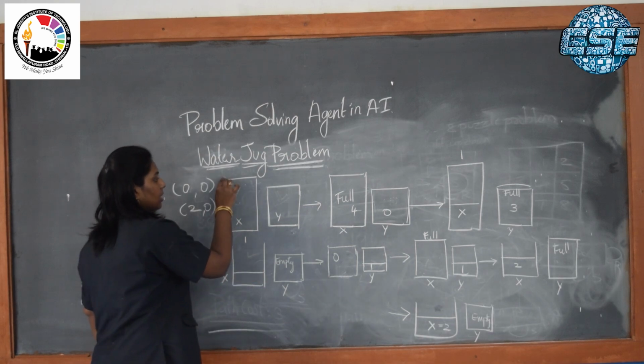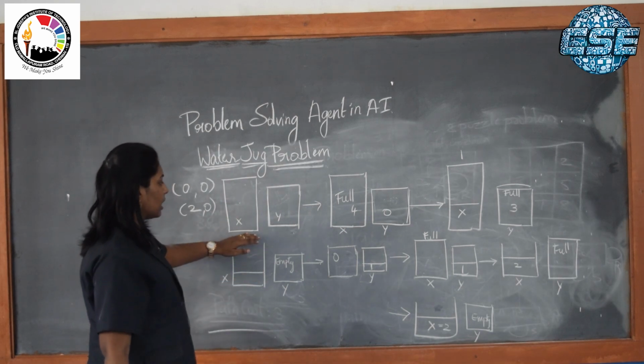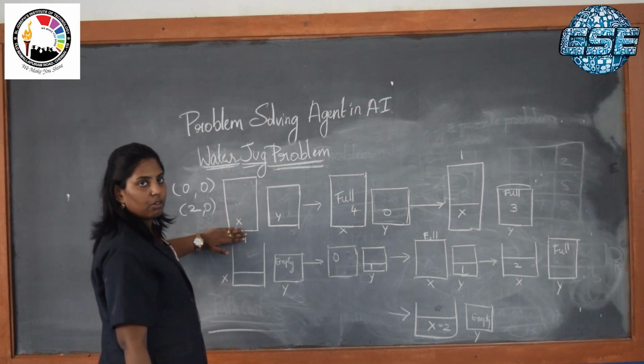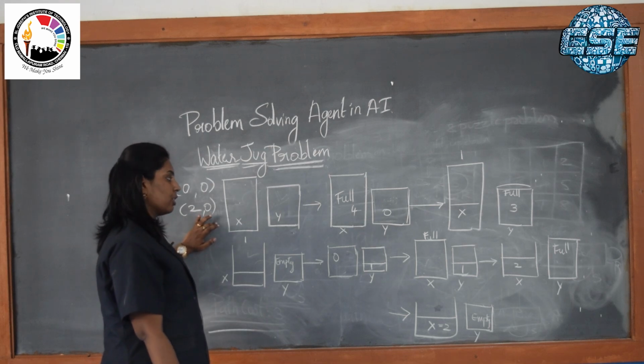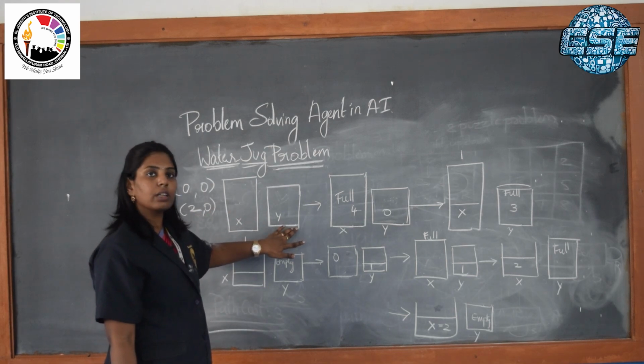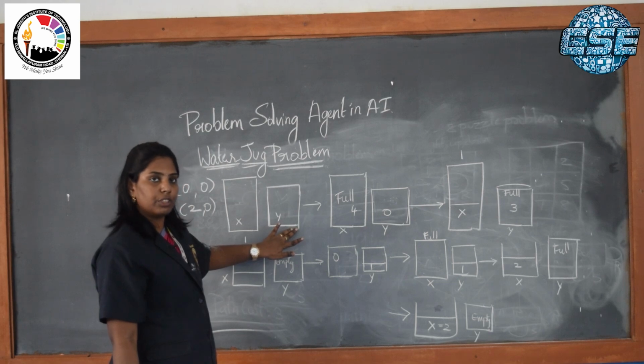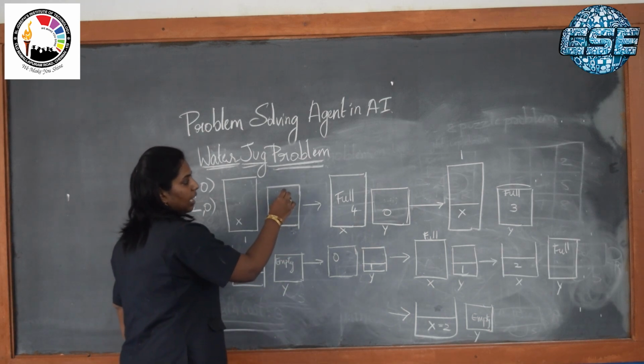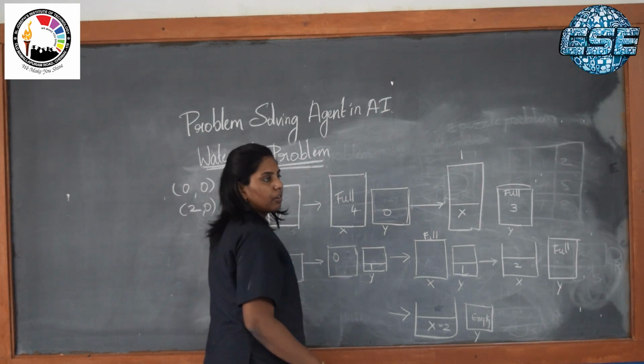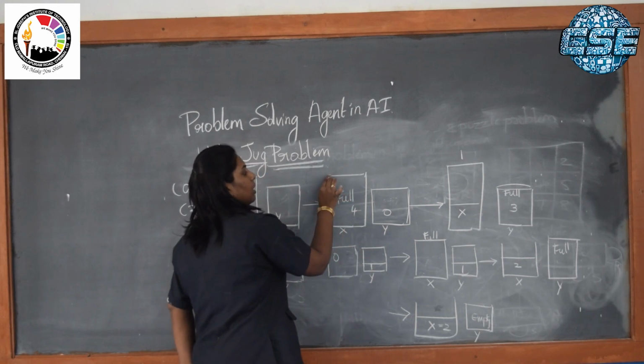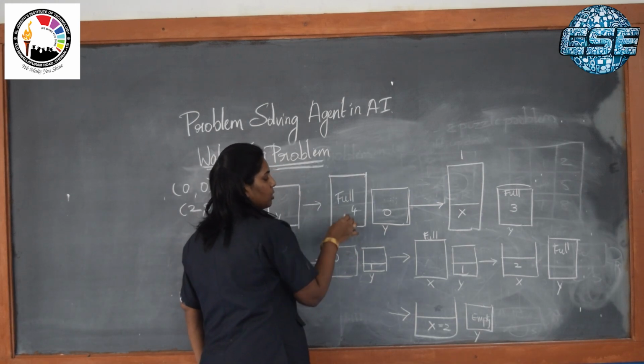So first, initially we are starting with X equal to 0, so there is no water inside the 4 liter jug. In Y there is no water inside the Y jug also. Then with the help of the tap we fill the 4 liter jug. So if the jug is full, what happens?